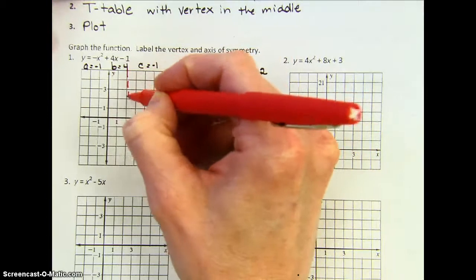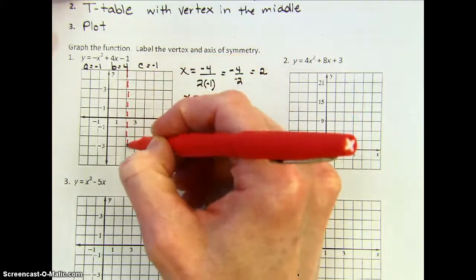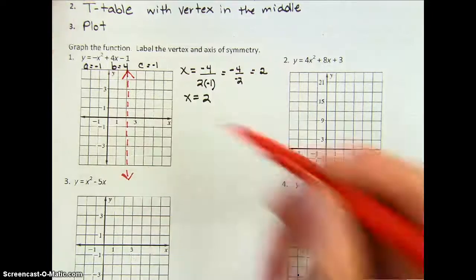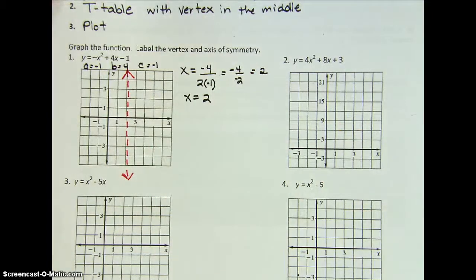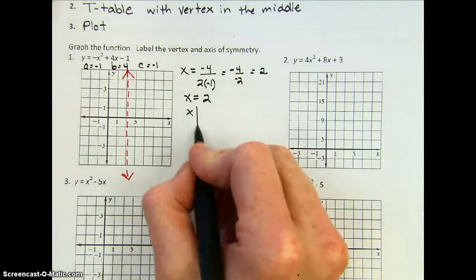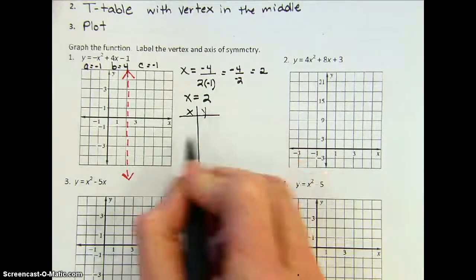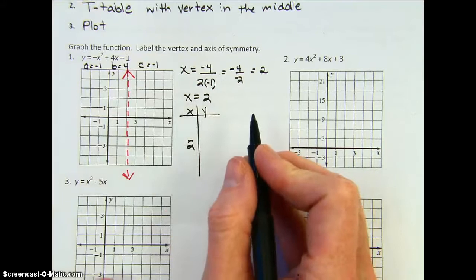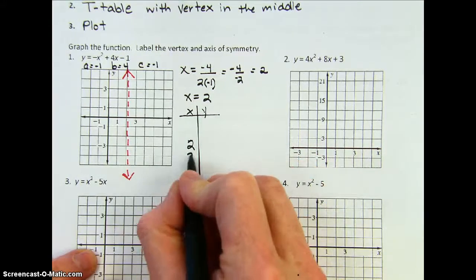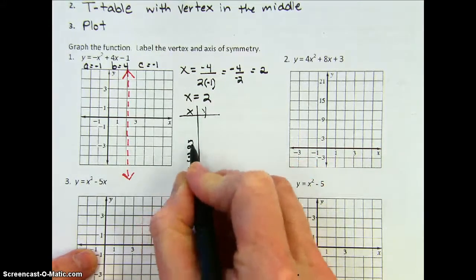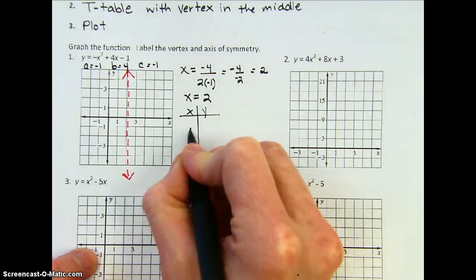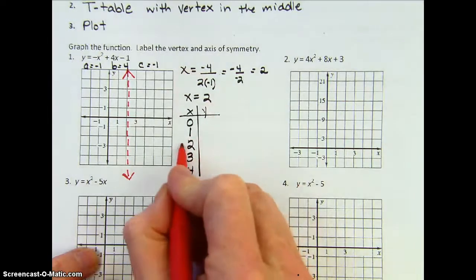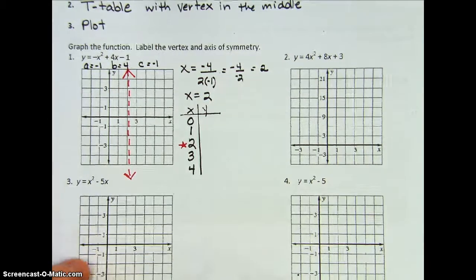Just for reference, I am going to go ahead and draw my axis of symmetry line in so I can see. Now, the next thing we're going to do is make our t-table, and remember 2 is going to go in the middle. In order to complete my table, I have a 3 and a 4, so 2, 3, 4, and then on this side I will have 0 and 1. Notice how it's in order, and notice that this right here will be my vertex.